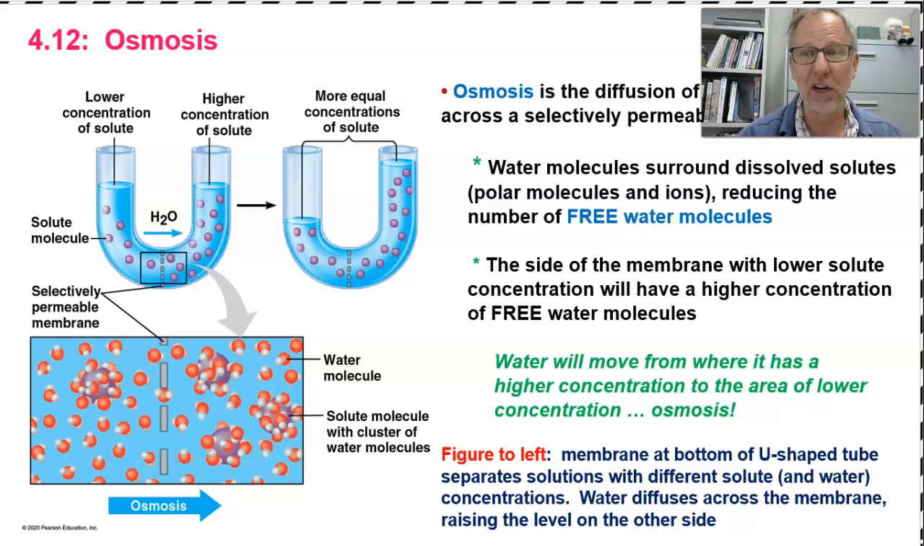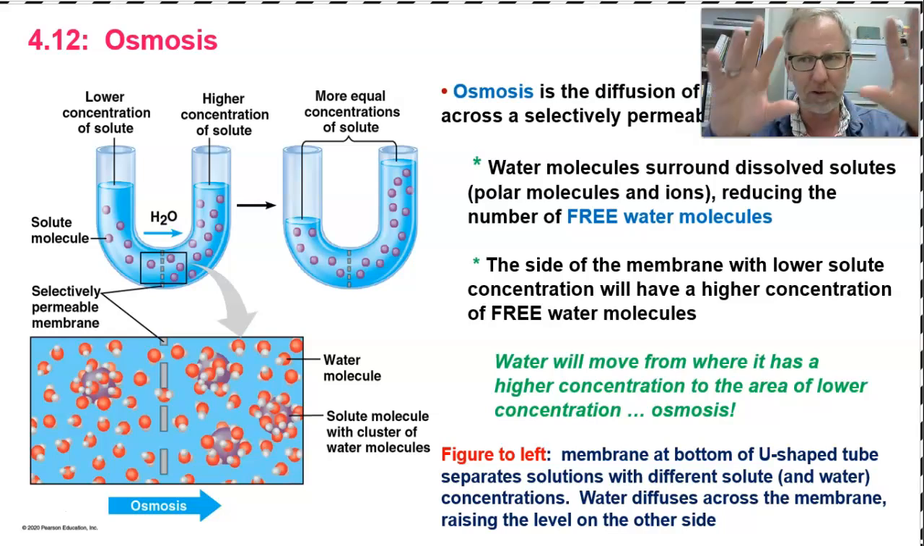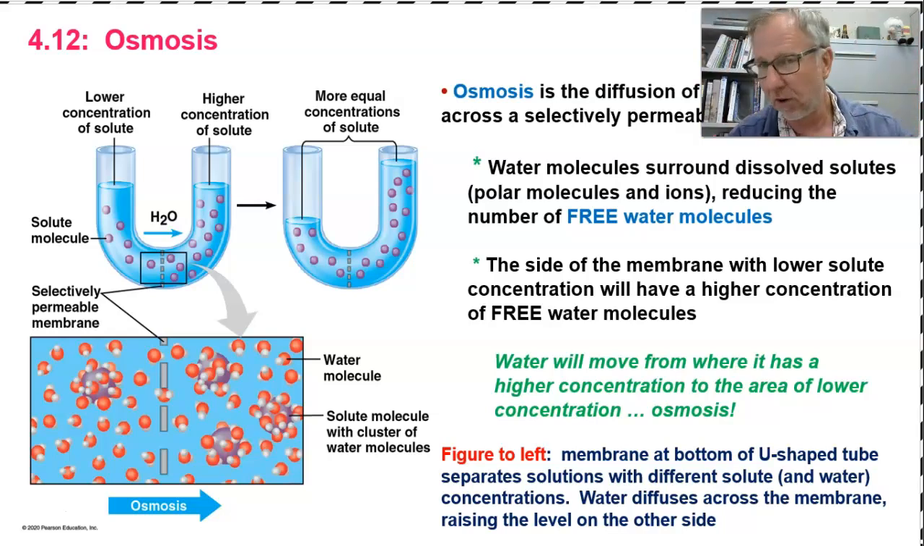membrane that has a lower solute concentration will have a higher concentration of free water molecules. And so water molecules are going to move from the side of the membrane where there's more free ones moving around to the side of the membrane where there are fewer free ones. And that movement, this is down the green text on the slide here, that movement of water molecules from where they're more highly concentrated, freely moving around, to the area where they're in a lower concentration, not as many free ones moving around, that is osmosis.